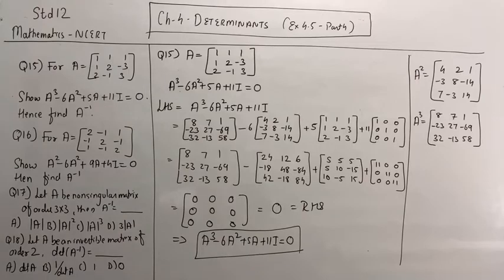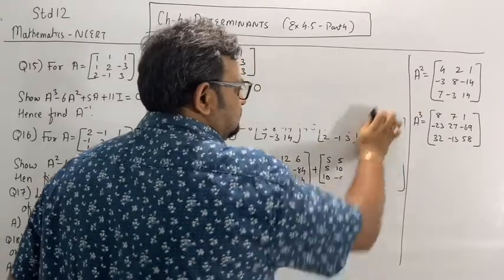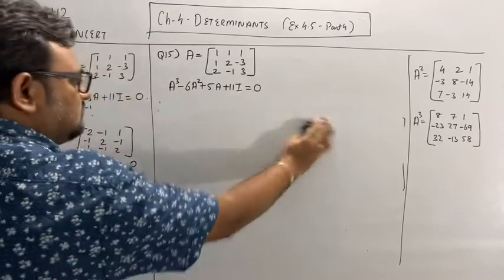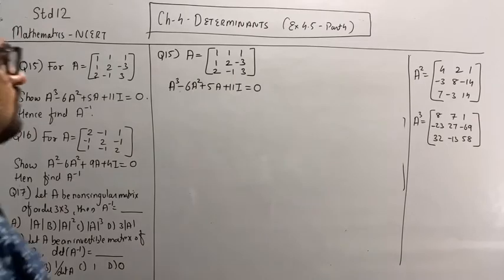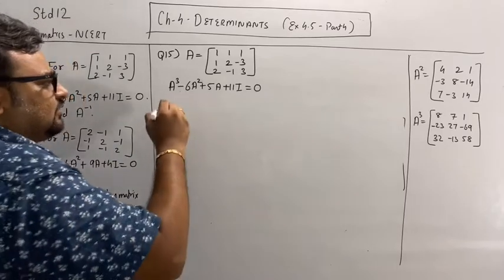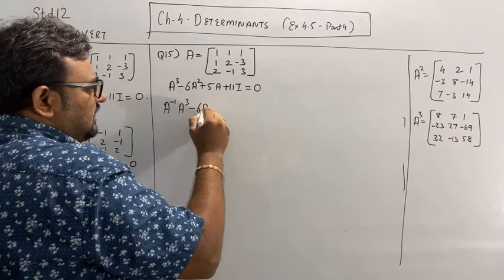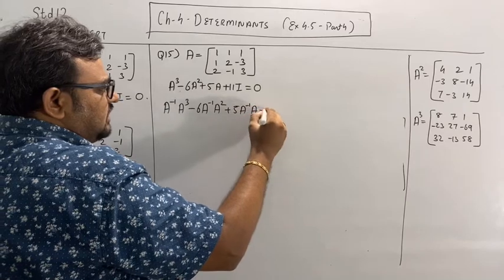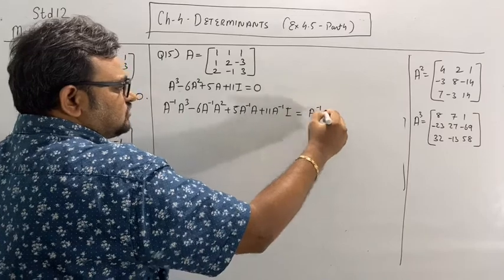Okay, now let's find out A inverse. Okay, so now what we have to do? Multiply both sides by A inverse. That means A inverse into A cube, A inverse into A square, A inverse into A, A inverse into I, A inverse into 0 matrix.